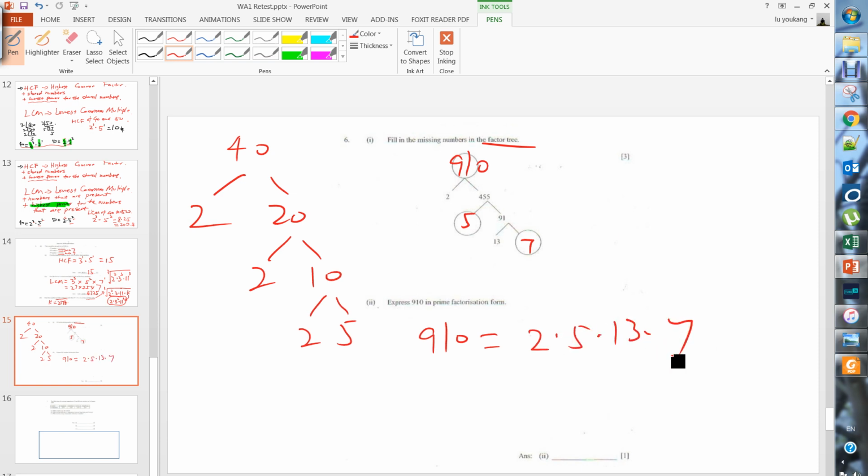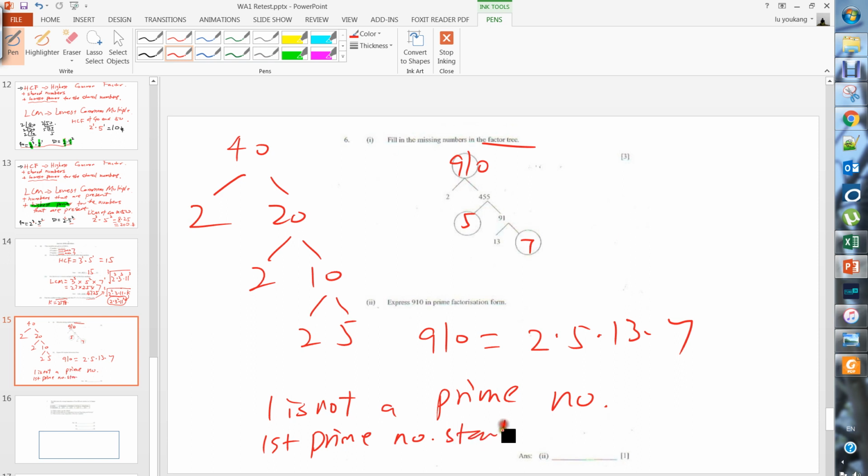Once again, I want to caution people, 1 is not a prime number. The first prime number starts with 2 and then 3 subsequently.